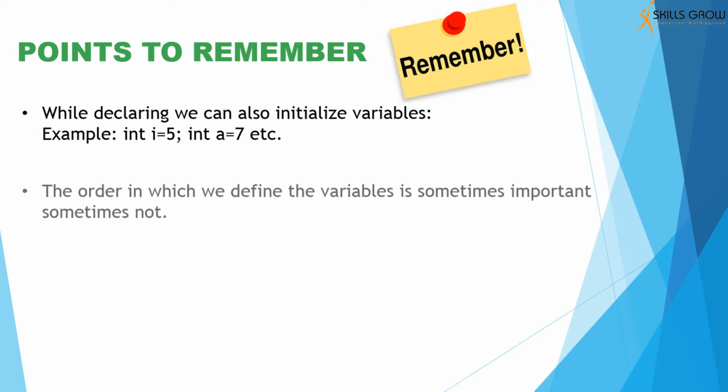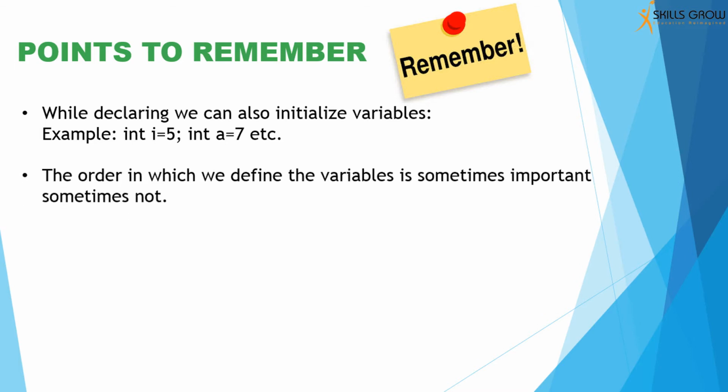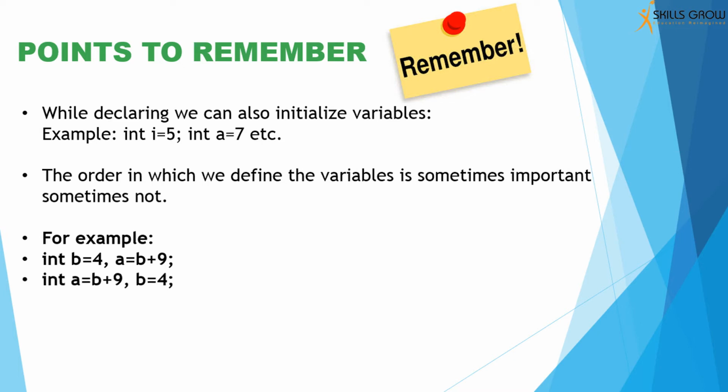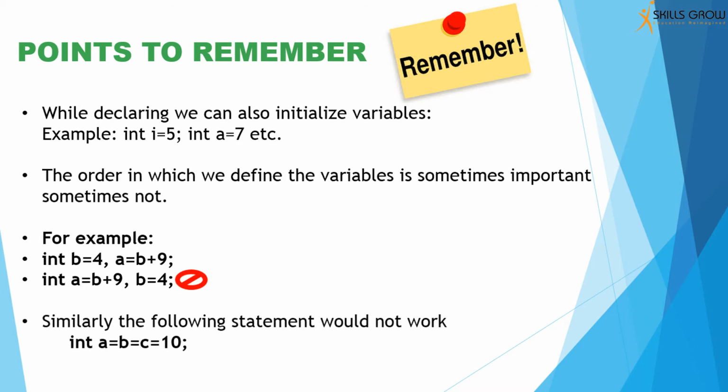The order in which we define variables is sometimes important, sometimes not. For example, int b = 4, a = b + 9 is alright, but int a = b + 9, b = 4 is incorrect because we are trying to use b before defining it. Similarly, the statement int a = b = c = 10 is illegal.